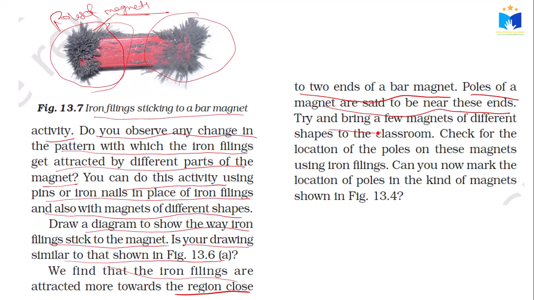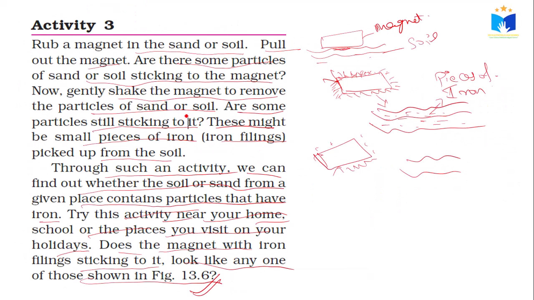Try and bring a few magnets of different shapes to the classroom. So we can try this activity with different shapes of magnets. Check for the location of the poles on these magnets using iron filings. By using iron filings we can observe the location of the poles of the magnet. Can you now mark the location of poles in the kinds of magnet shown in figure 13.4? In the earlier slide we have seen figure 13.4, which shows the location of poles in the kinds of magnet.